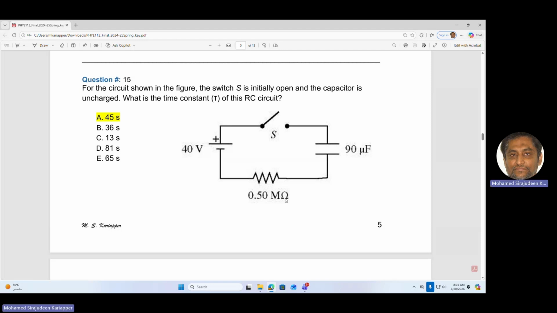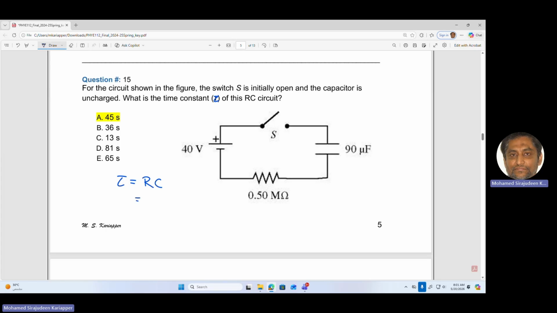That's the easy one. Can you tell me what to do? Time constant, right? Simple question, straightforward question. You know the time constant? Very good. So let's see if it gives the answer.